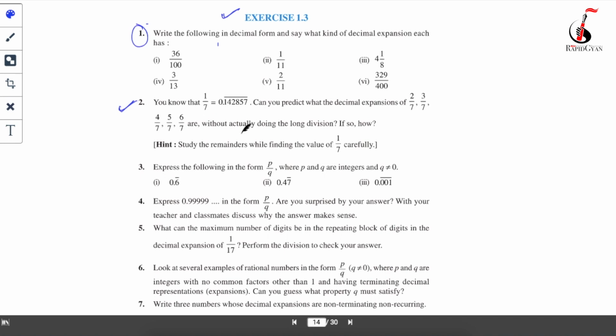You know that 1 by 7 is equal to this. Can you predict the decimal expression of 2 by 7, 3 by 7, 4 by 7, 5 by 7, 6 by 7 without actually doing the long division? And if so, how? Okay, we will see.